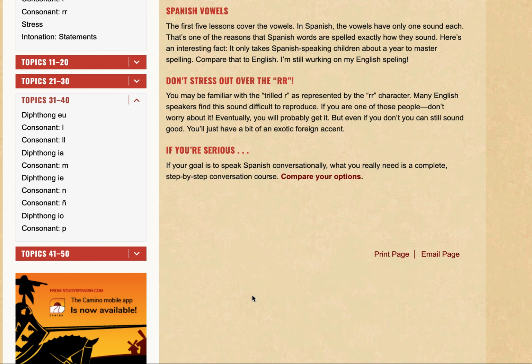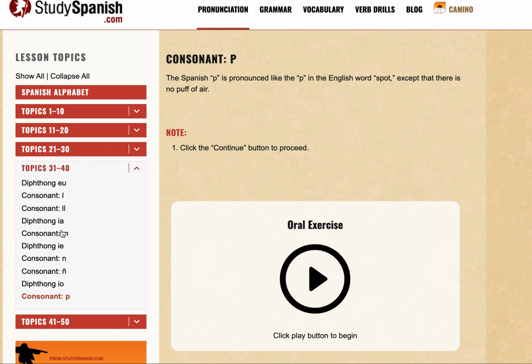Welcome back. So today we're looking at consonant P. The Spanish P is pronounced like the P in the word spot, except that there is no puff of air. All right, let's look at some examples and see how it is pronounced.